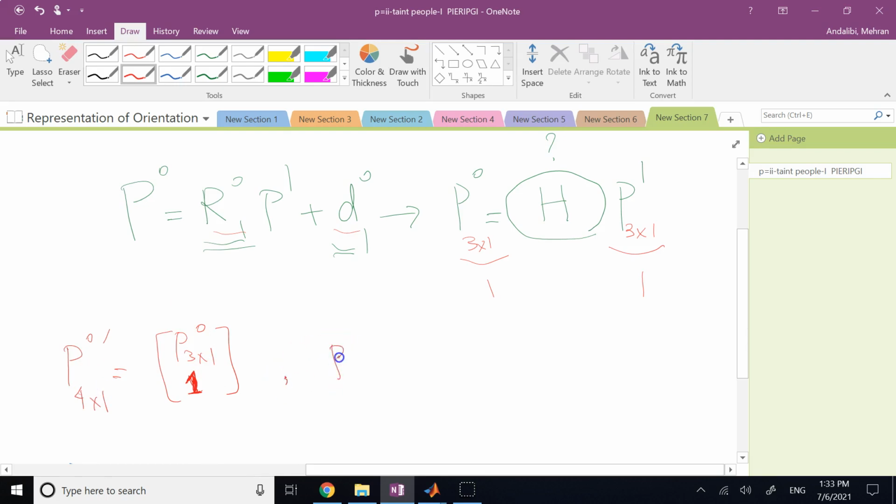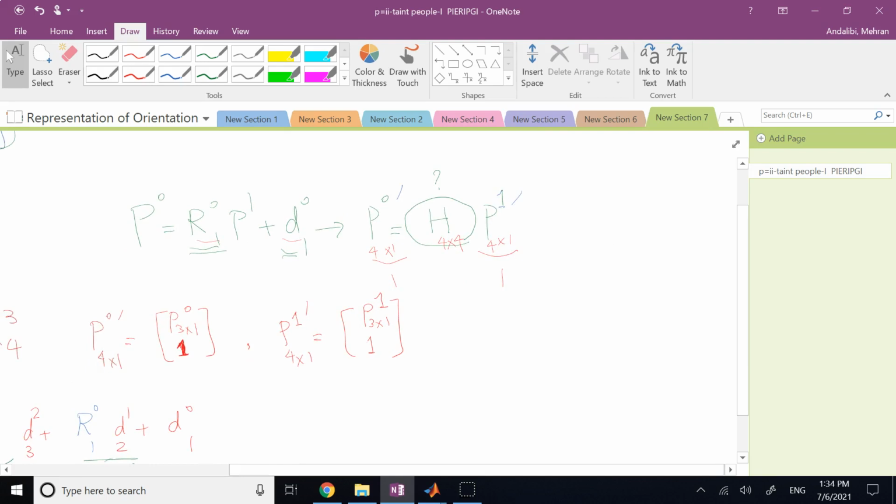The same thing I do to P1. So P1 prime is going to be whatever P1 was and an extra 1. Again, this is a 3 by 1. This new guy is a 4 by 1. And now, if I want, I can write this P0 prime in terms of P1 prime, where now the dimensions are 4 by 1, and this matrix is going to be a 4 by 4. And I can show you that that matrix now can easily include both rotation and translation.